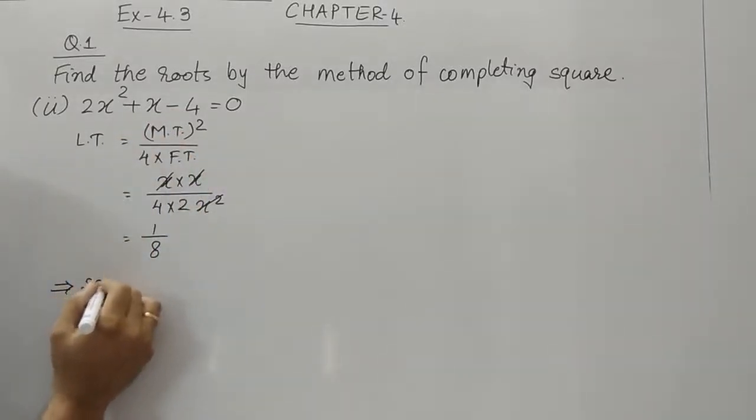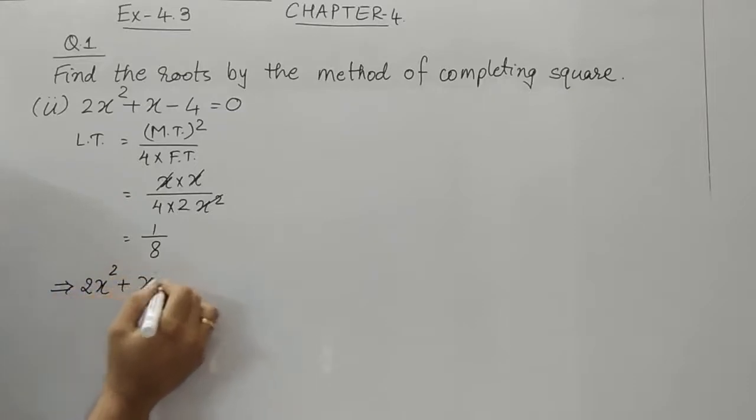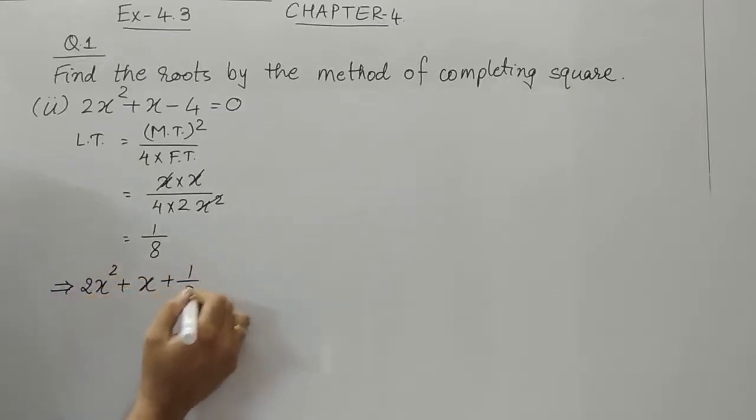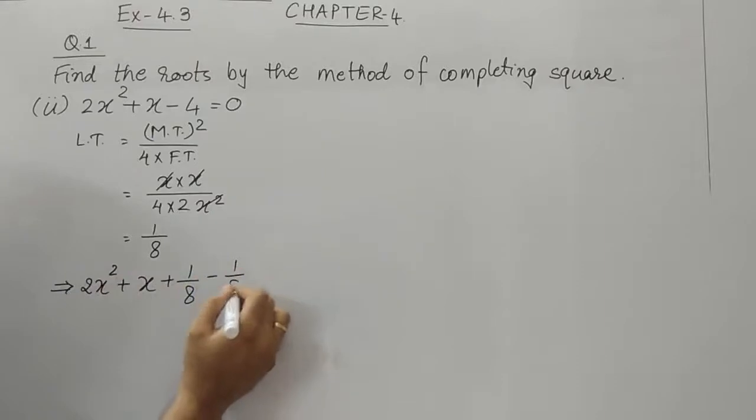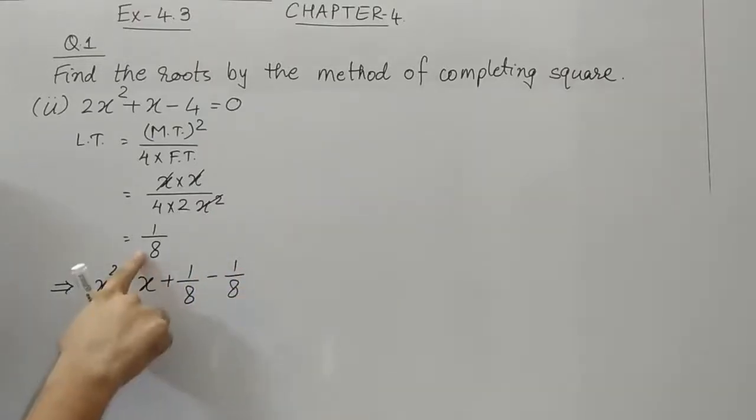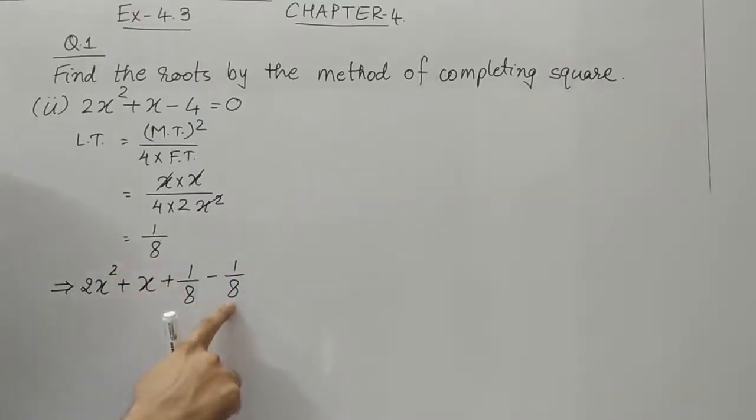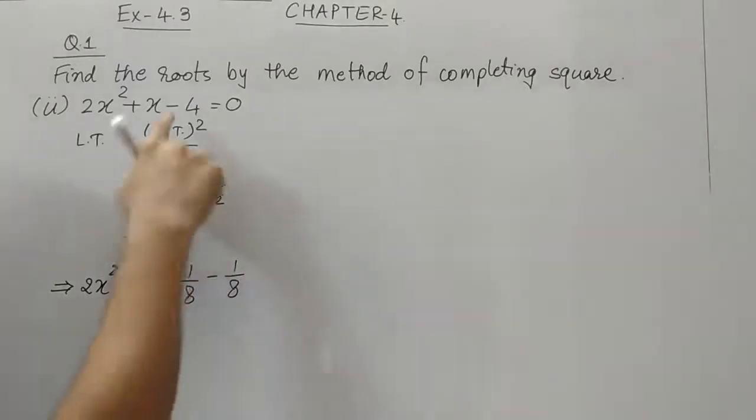So as we discussed earlier, in the question the first two terms as it is, and the last term should be plus 1 upon 8 minus 1 upon 8. The last term which we add should be the same as the one subtracted. Whatever we have to add, first add, and after that subtract. And minus 4.